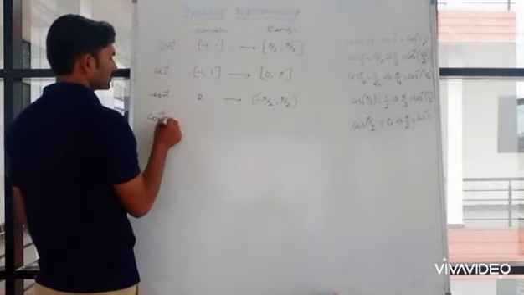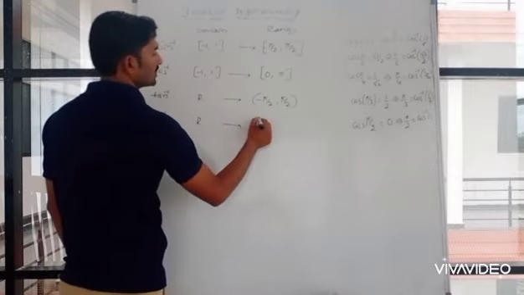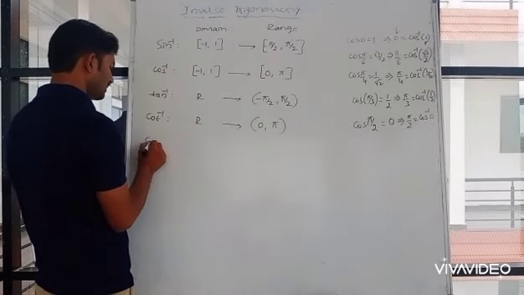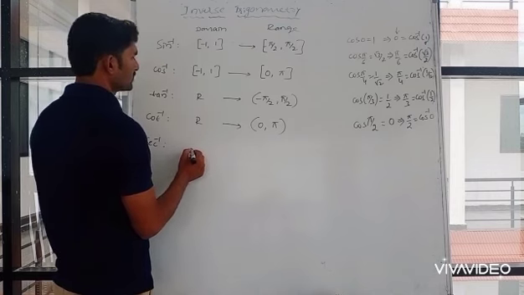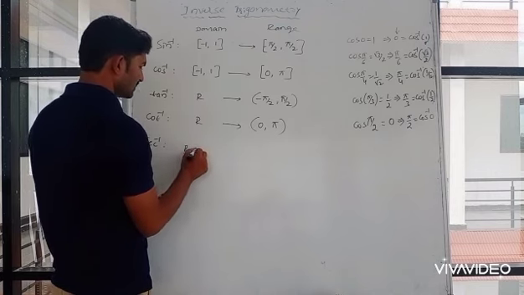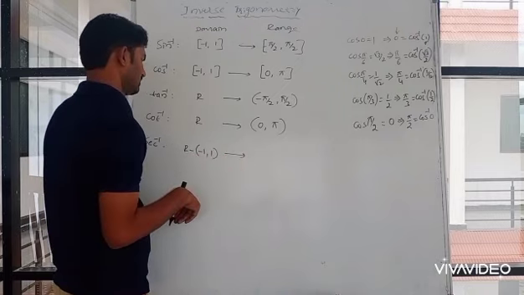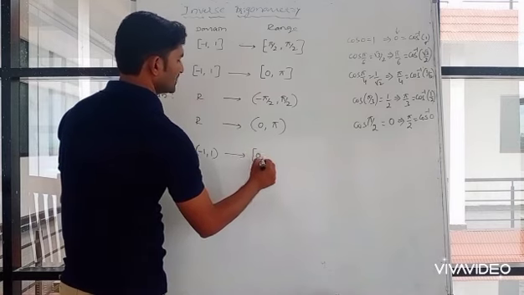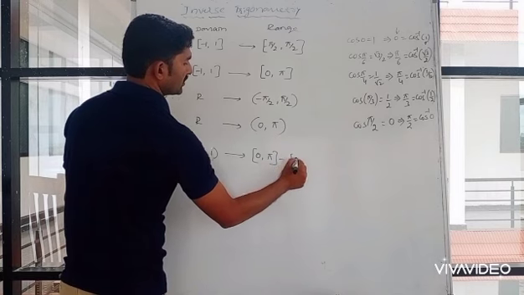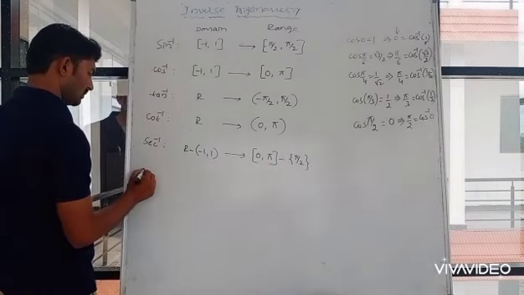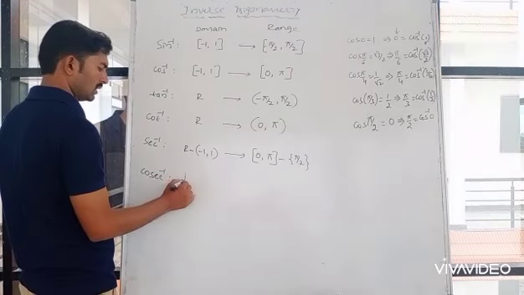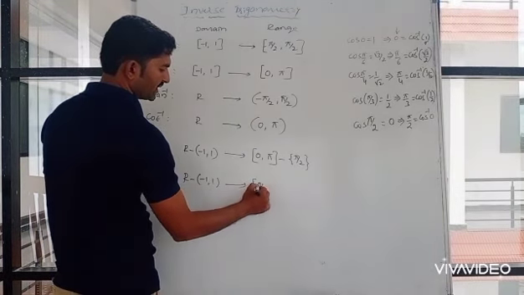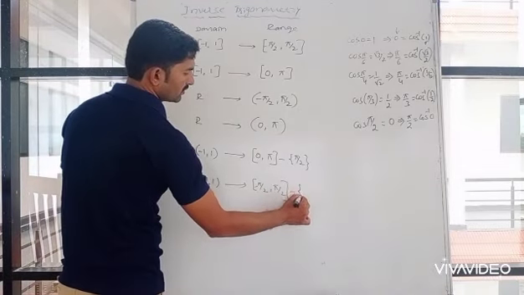Then cot inverse: capital R, range is the open interval 0 to pi. Then next, sec inverse: domain is R minus of the open interval minus 1 to plus 1. Then the range for sec inverse is 0 to pi, closed interval, minus of pi by 2. Then cosec inverse: R minus of minus 1 to 1, range is closed interval minus 5 by 2 to plus 5 by 2, minus of 0.